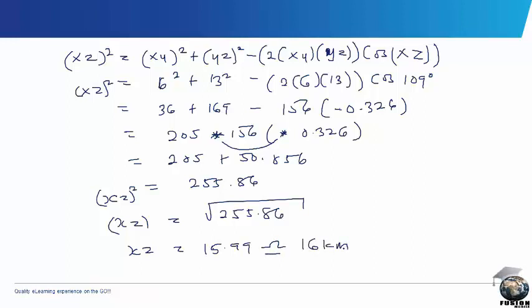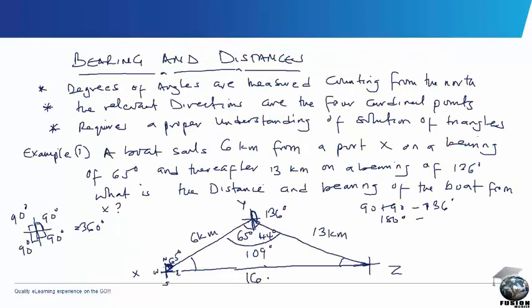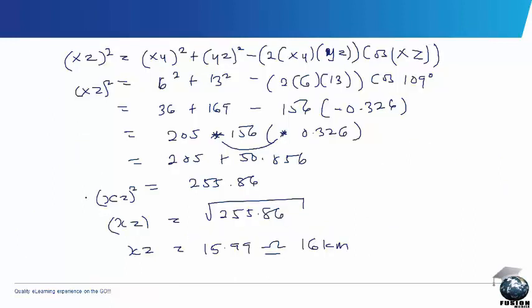So we go back and write this as 16 kilometers, and then we can say therefore the distance xz is equal to 16 kilometers.